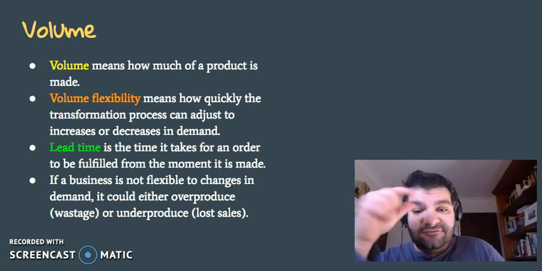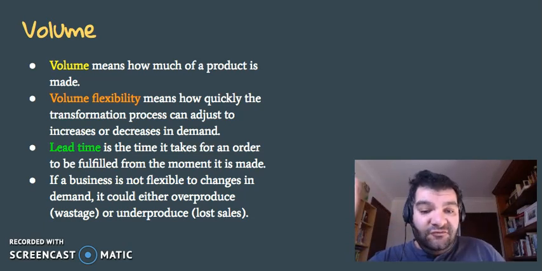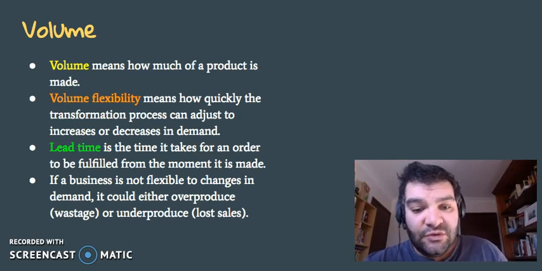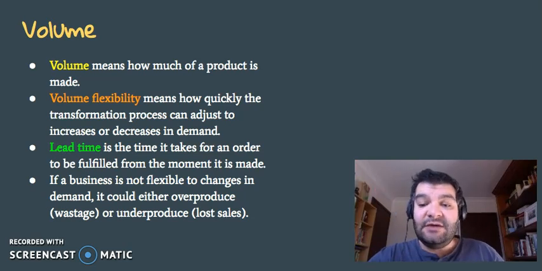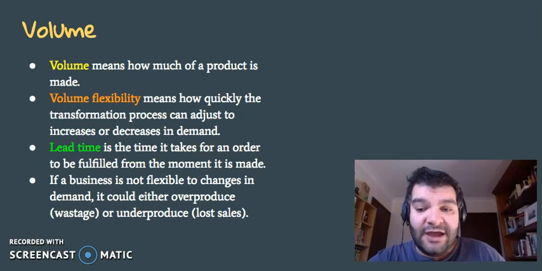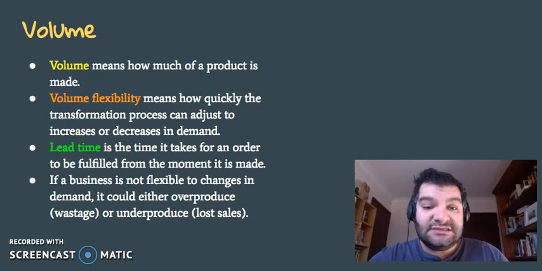Now that leads into the flexibility. As I mentioned before, if they're not flexible enough, they could overproduce. So if all of a sudden demand goes down but they're still producing at their current rate, well then it leads to wastage, okay, and as we know, waste equals costs. They're wasting too much resources.